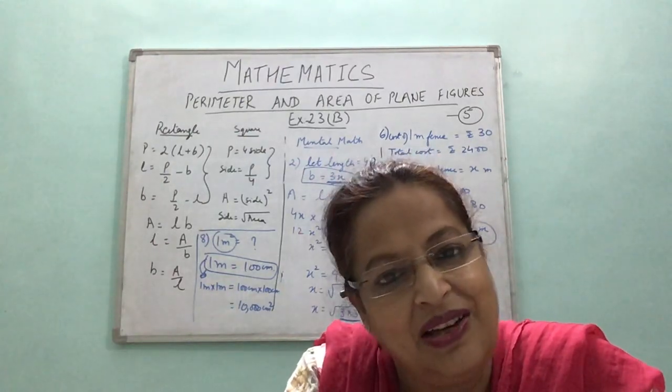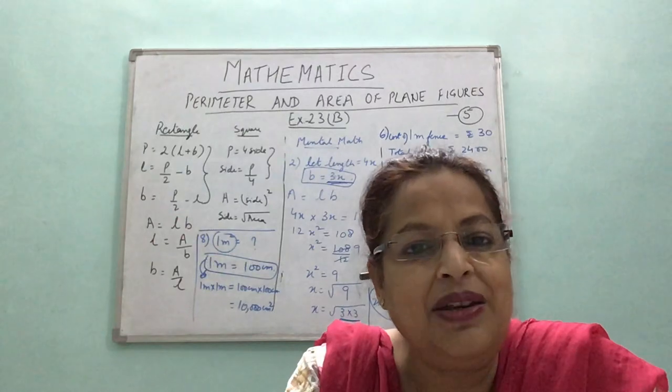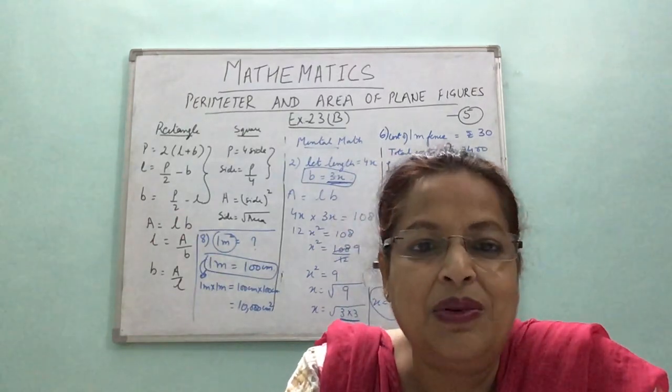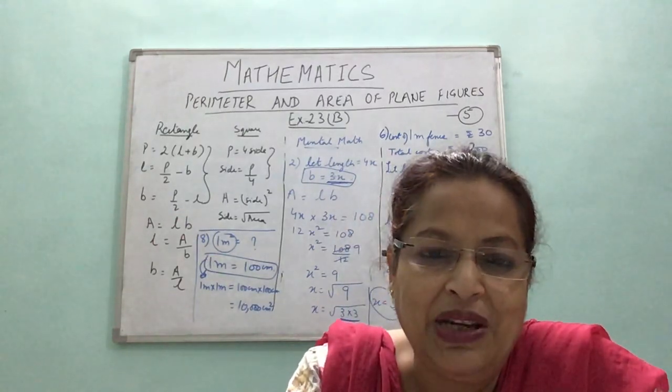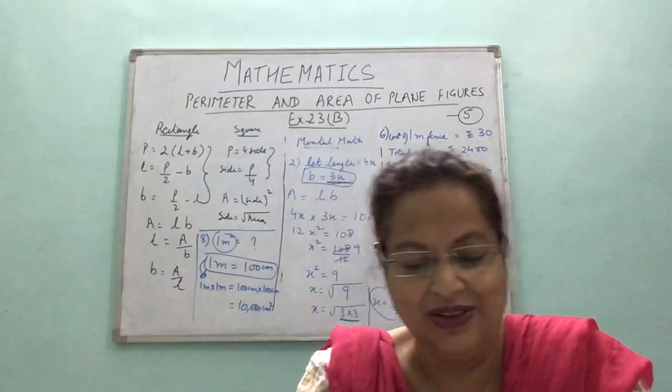Pentagon has how many sides, children? 5. So you can write it there. Pentagon has 5 sides. So side would be equal to perimeter divided by 5. Right, children?